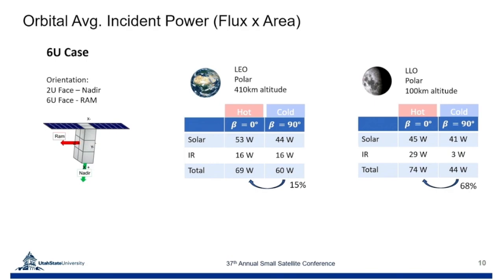In this case, let's do a 6U case where we are flying in that configuration. The 6 face facing the RAM direction and the 2U face facing the nadir. Here we are comparing the instant power, right? It is the flux times area. For Earth, we can see that when we sum the solar flux with the IR for the hot and cold cases and see the difference, the environment just changed about 15%.